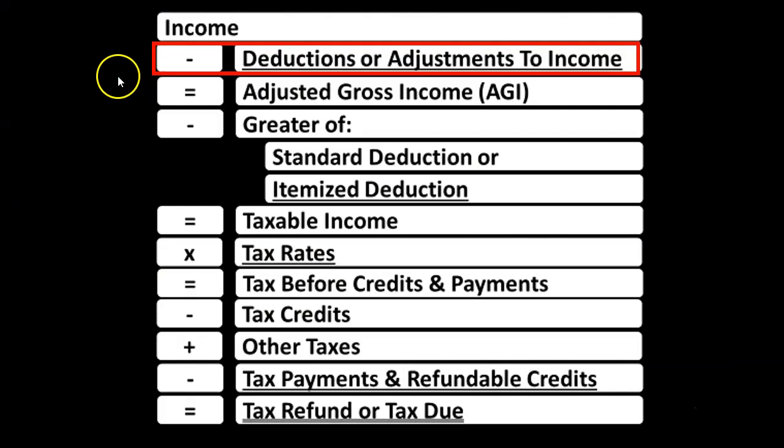With regards to the income tax equation, we're going to be down here on the deductions or adjustments to income, the above the line or Schedule 1 deductions. Those will be the ones we are considering.